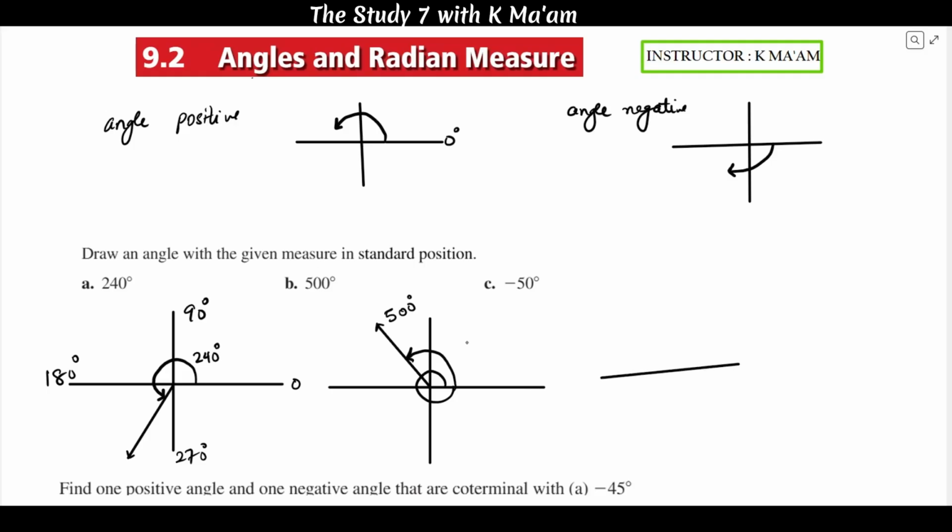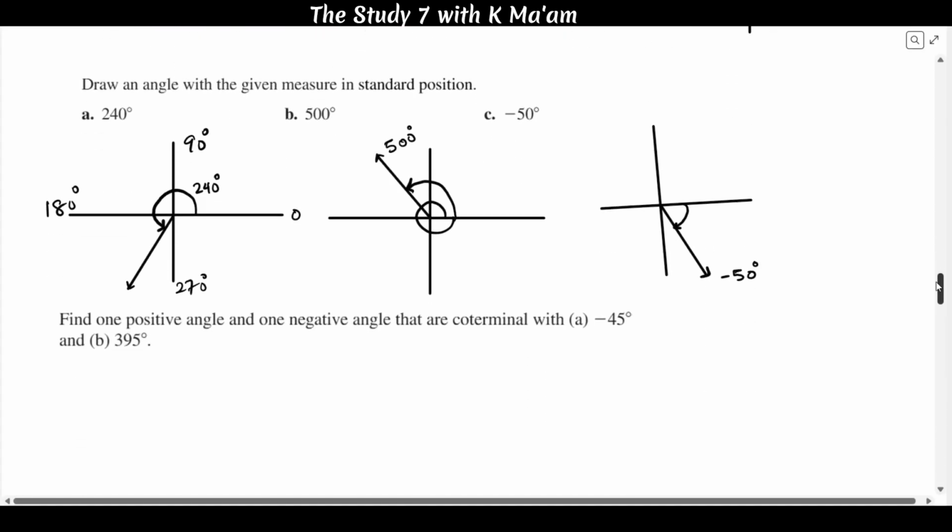In case it is negative, if it is negative 50 degree, you move in the opposite direction. 0 to 50 only, because it's a total 90 degree. I want negative 50 only. So negative 50 degree. Okay, it's done.